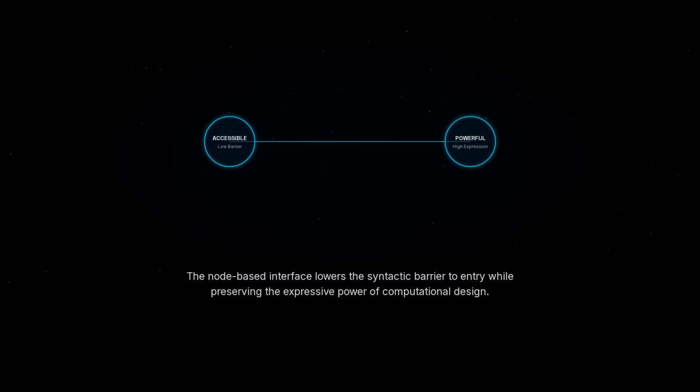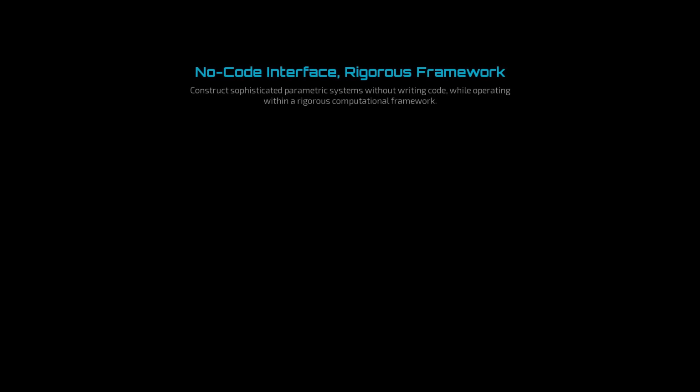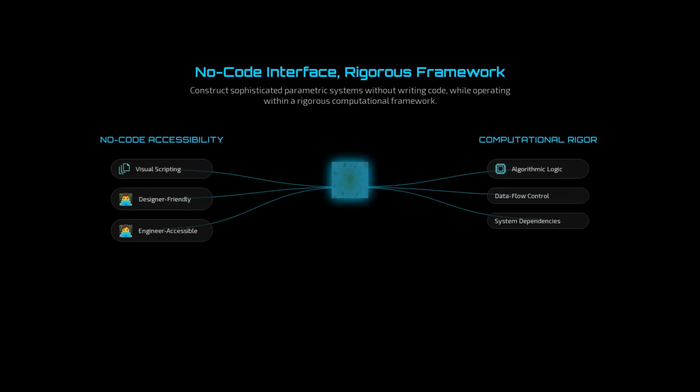Although the BeeGraphy Editor does not require textual programming, it is not a low-cognition tool. Effective use demands algorithmic thinking: understanding dependencies, abstraction, and data flow. The node-based interface lowers the syntactic barrier to entry while preserving the expressive power of computational design. This balance allows designers and engineers to construct sophisticated parametric systems without writing code, while still operating within a rigorous computational framework. The significance of the BeeGraphy Editor extends beyond individual modeling tasks.